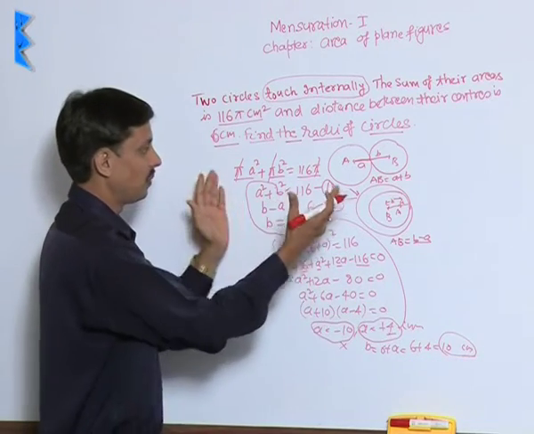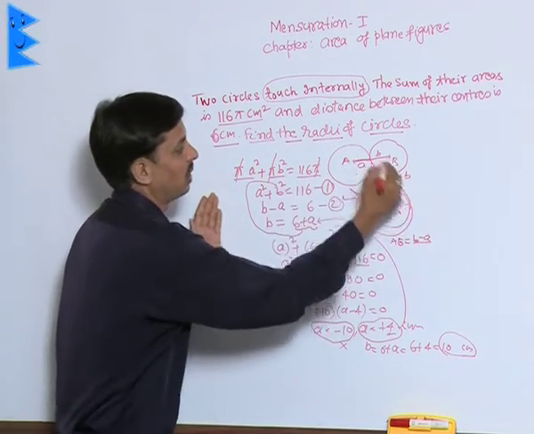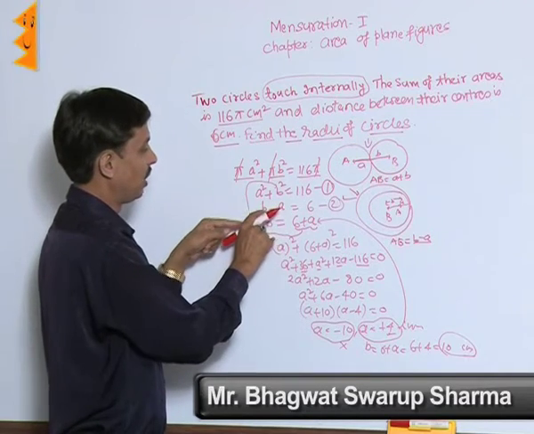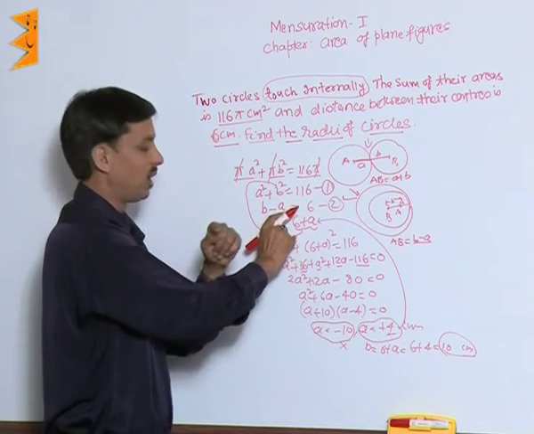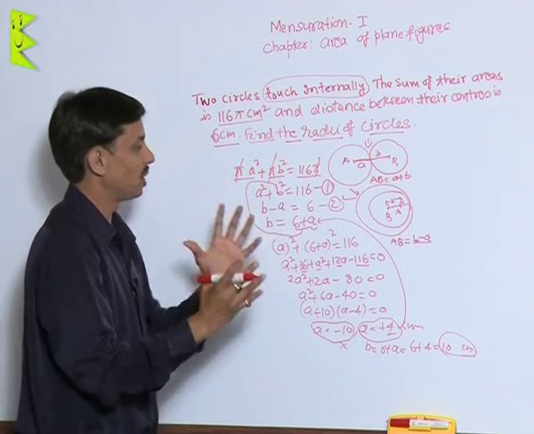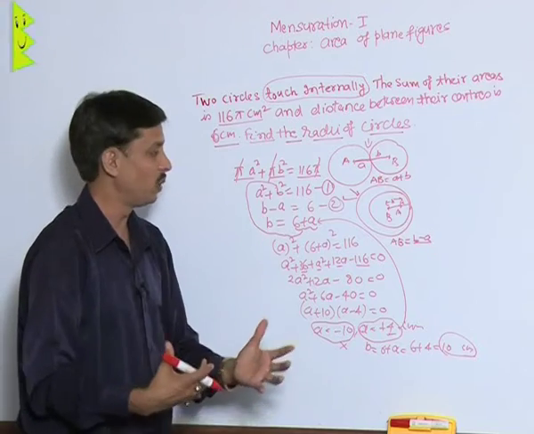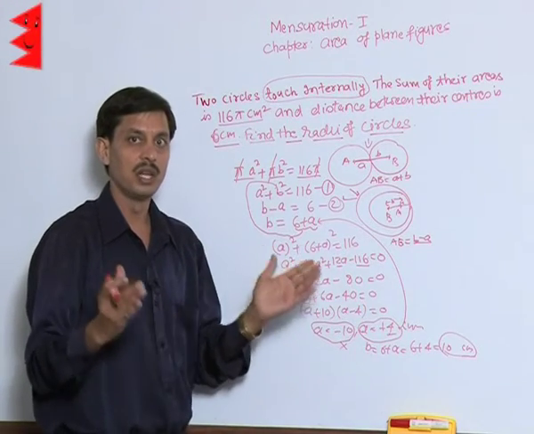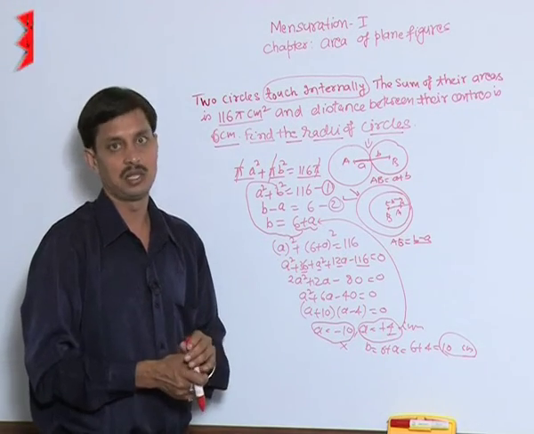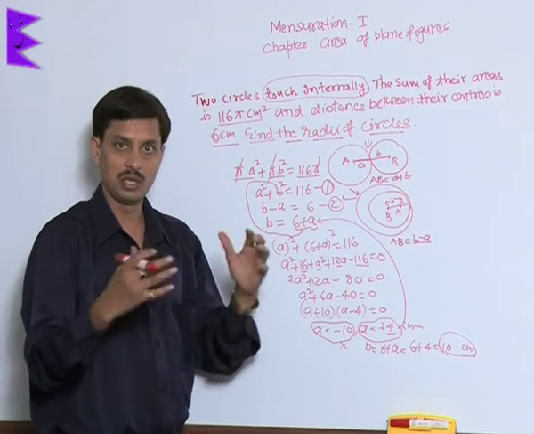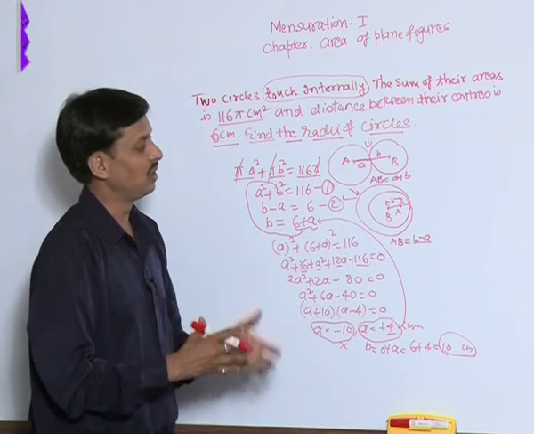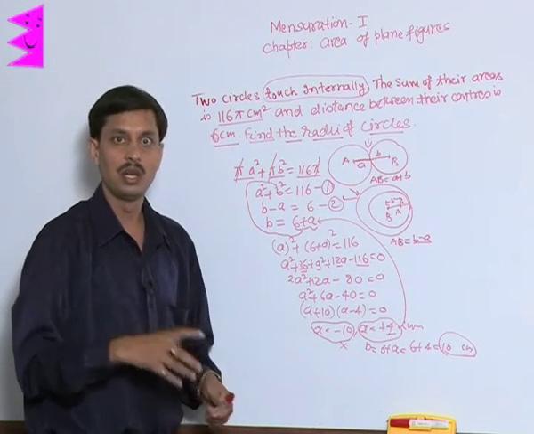Now if these circles are touching externally, in this case, then in place of B minus A, we will write B plus A. Because of the concept of locus I have explained to you, when two circles touch externally, the distance between their centers is the sum of the radii. If they touch internally, the distance between their centers is the difference of their radii.